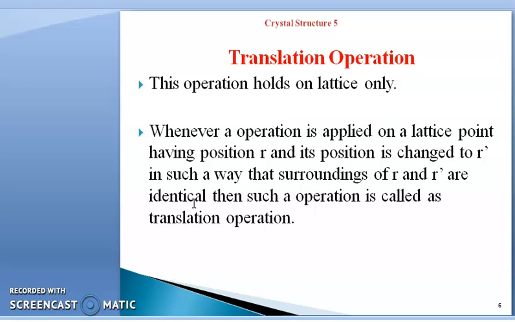Clear? In short, whenever an operation is applied on a lattice point, the position of the lattice point changes, no doubt, but the surroundings of the original position and the final position of the lattice point remain unchanged, identical. Such an operation is called a translation operation. Remember.